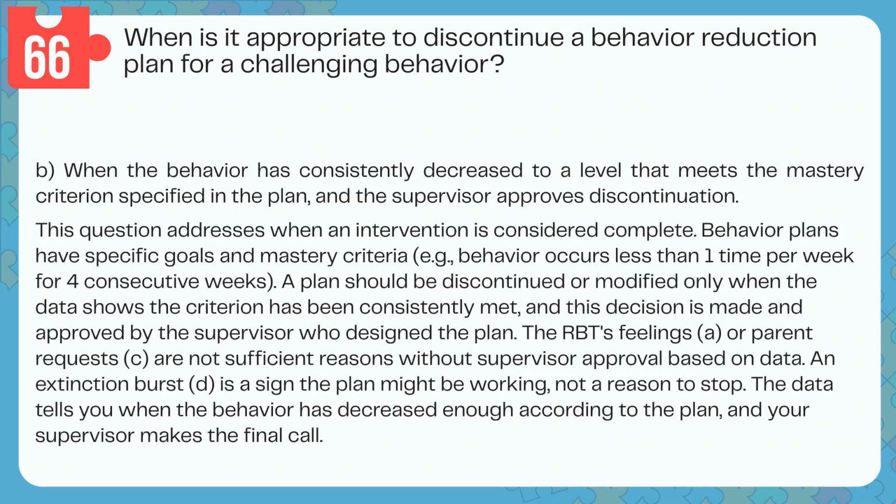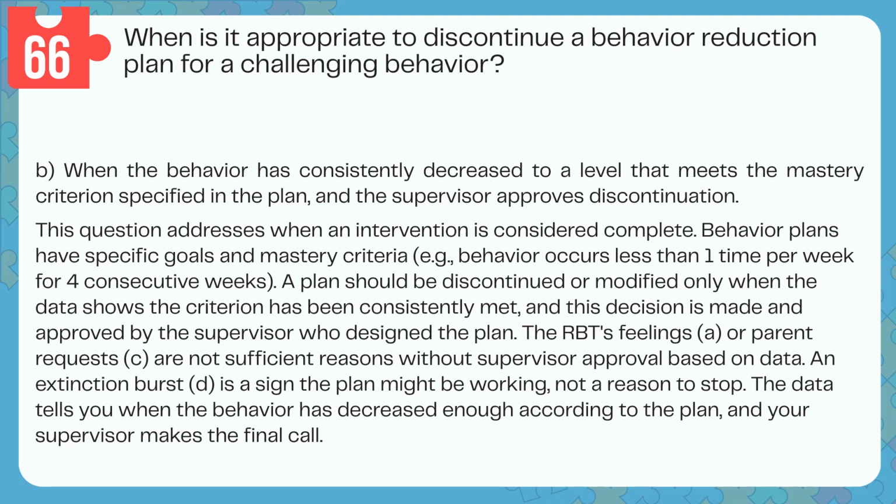Answer: B. When the behavior has consistently decreased to a level that meets the mastery criterion specified in the plan, and the supervisor approves discontinuation. This question addresses when an intervention is considered complete. Behavior plans have specific goals and mastery criteria. Example: behavior occurs less than 1 time per week for 4 consecutive weeks.